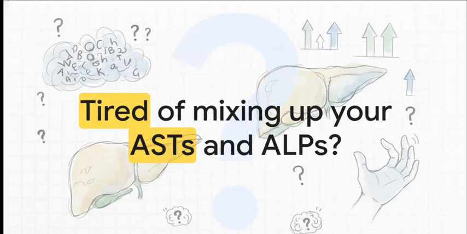Let's be real for a second. We've all been there. It is a completely universal frustration for med students and seasoned pros alike. You're trying to rote memorize this absolute alphabet soup of diagnostic acronyms, and, well, under pressure, they just kind of blur together. You find yourself asking, wait, is it AST that spikes here, or ALP, or actually, was it ALP? It's completely maddening, right? Well, you are definitely not alone in this struggle.